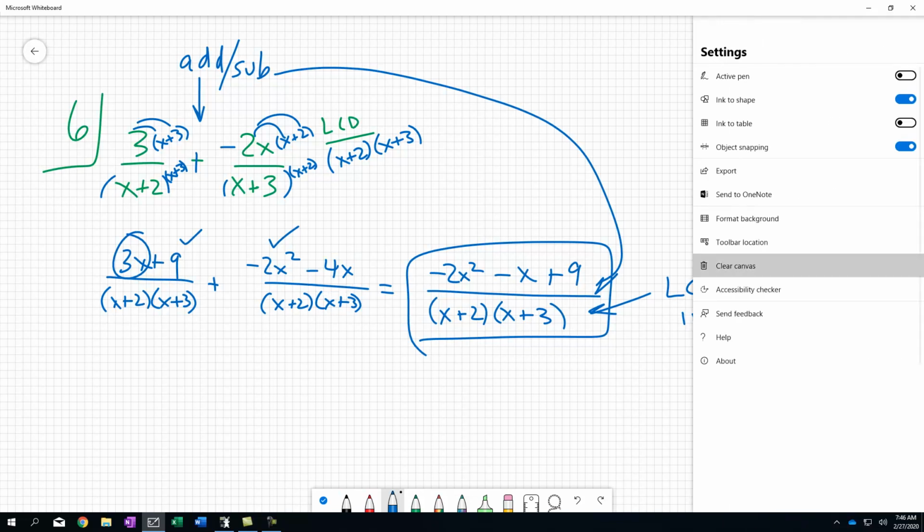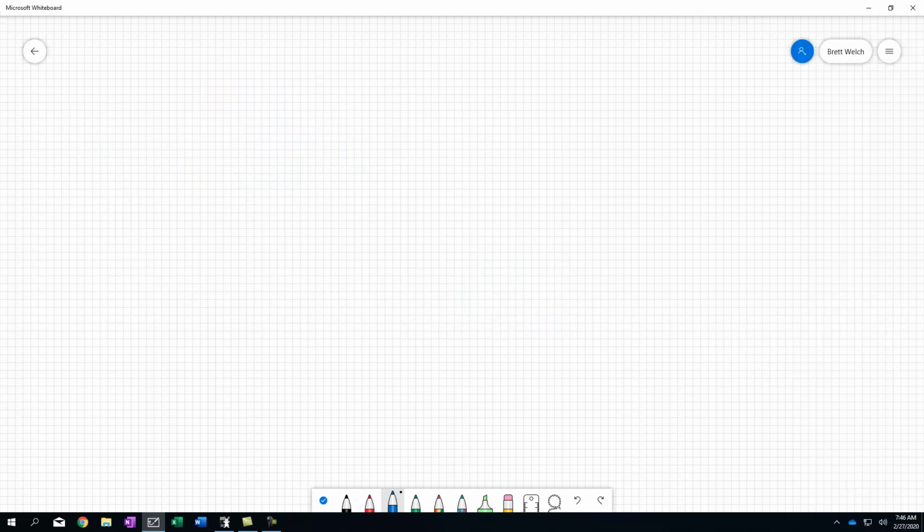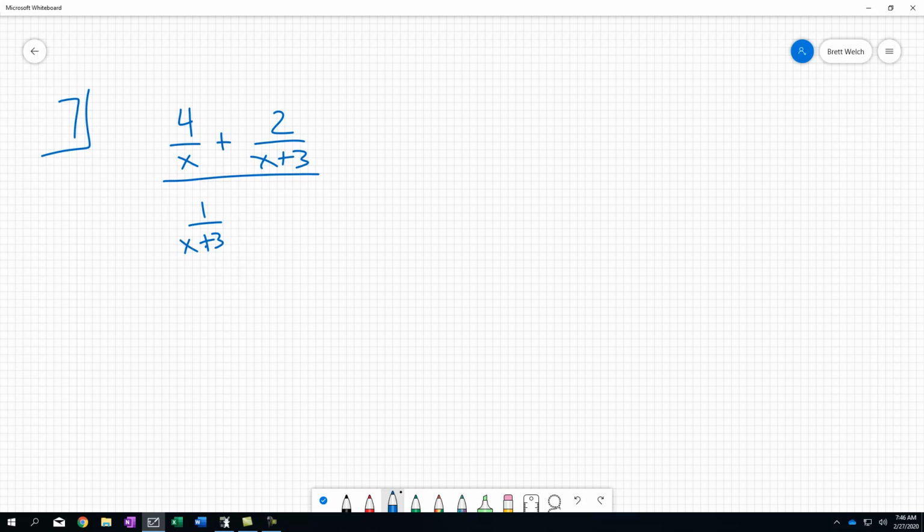So let's take a look at these last 3. These last 3, 7, 8, 9, are all about cancellation of the LCD. So we have 4 over x plus 2 over x plus 3 over 1 over x plus 3 minus 3 over x. And right away we're going to make that same sign change, plus a negative 3.